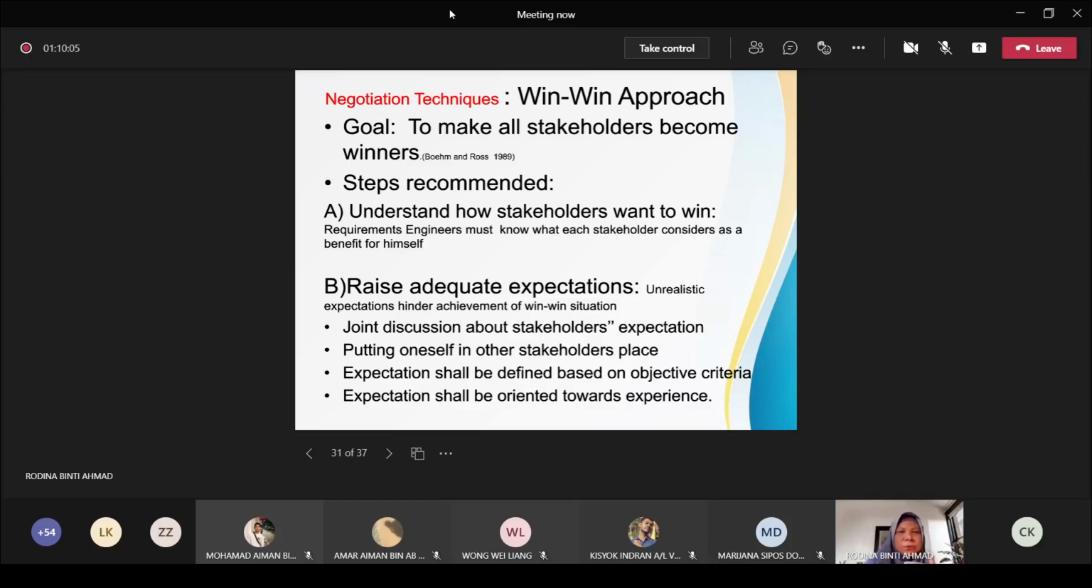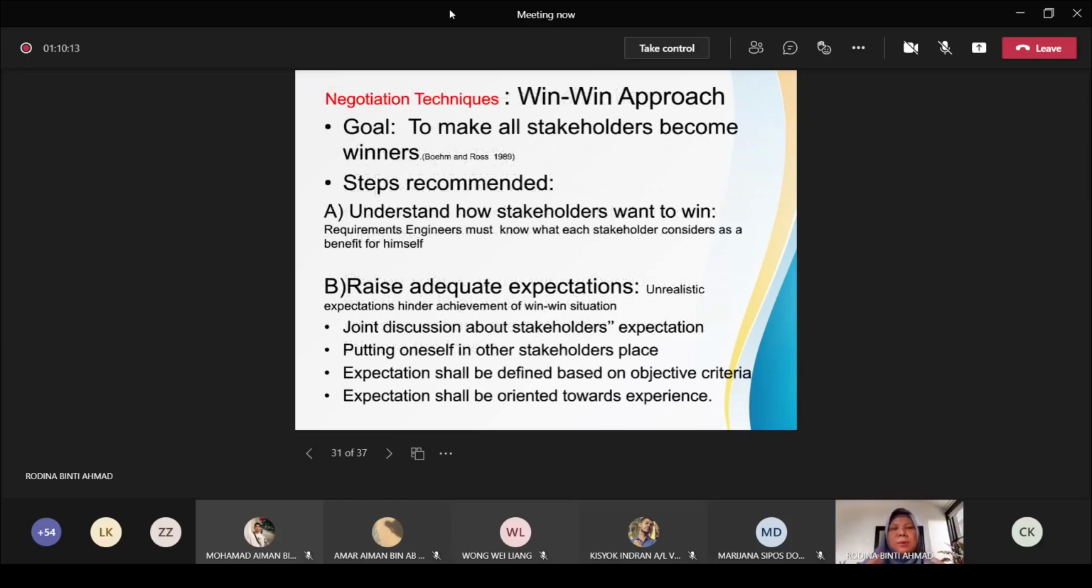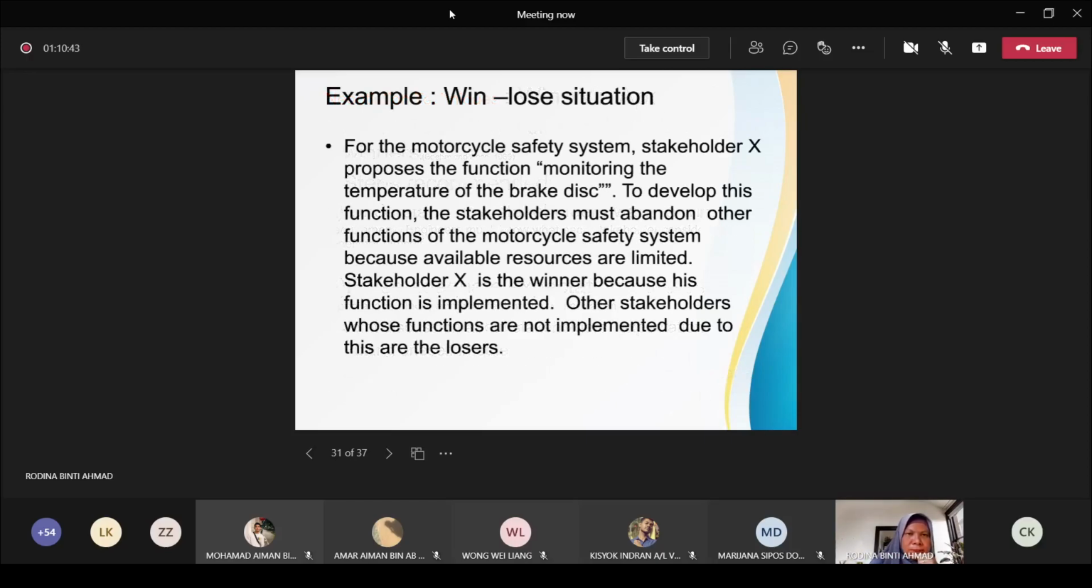So this is a way to also perform what we call negotiation, and try to make it a win-win approach. Understand how stakeholders want to win, raise adequate expectations, understand what the expectations are, try to put oneself in their place, and then define the expectation with objective criteria. Expectation should also be oriented towards the experience. Based on this, you'll be able to manage their expectation as well as give them what they want, basically. Okay, let's see 3 situations here.